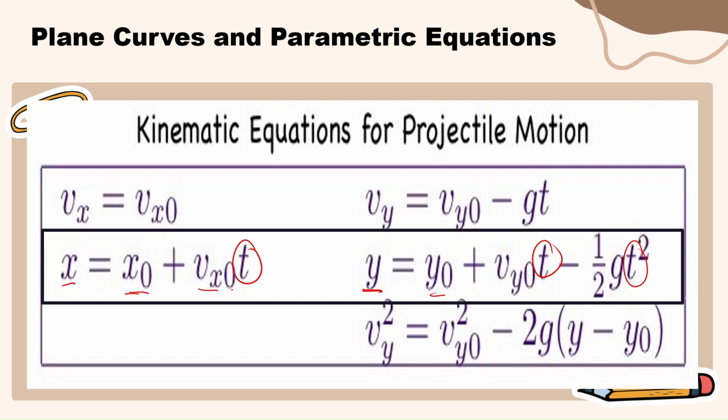Then vx sub naught is just the initial velocity. Then ganun din yung vy sub naught is also an initial velocity. Then 1/2 here is a constant, and g is the gravitational acceleration, which is 9.81, or 32 feet per second squared kapag English unit.